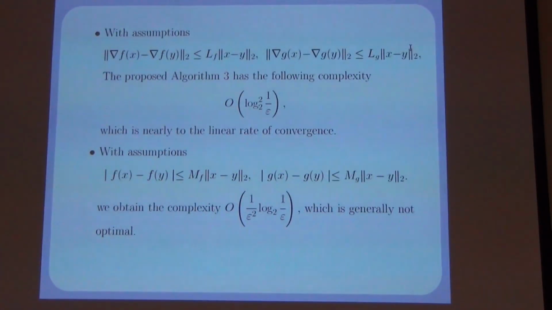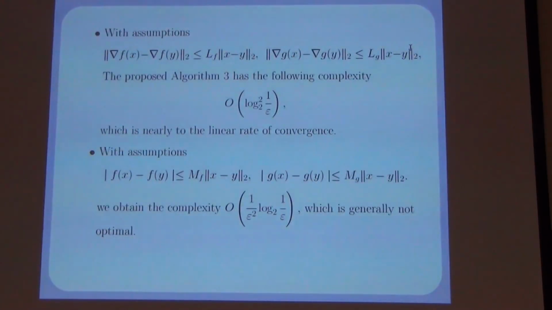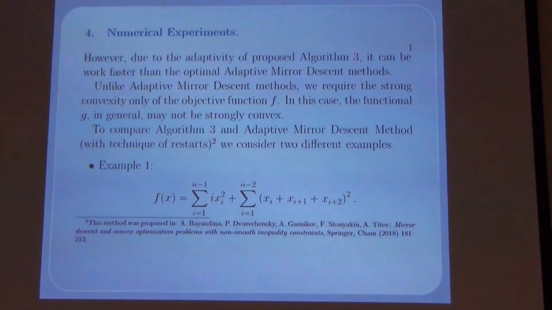And as a result, under the assumption that the objective function and the functional of constraints are smooth, we have the following complexity, and under the assumption that they are non-smooth, we have the following complexity. This complexity is generally not optimal, but in practice it seems that the proposed algorithm works better than optimal ones, such as the mirror descent method.